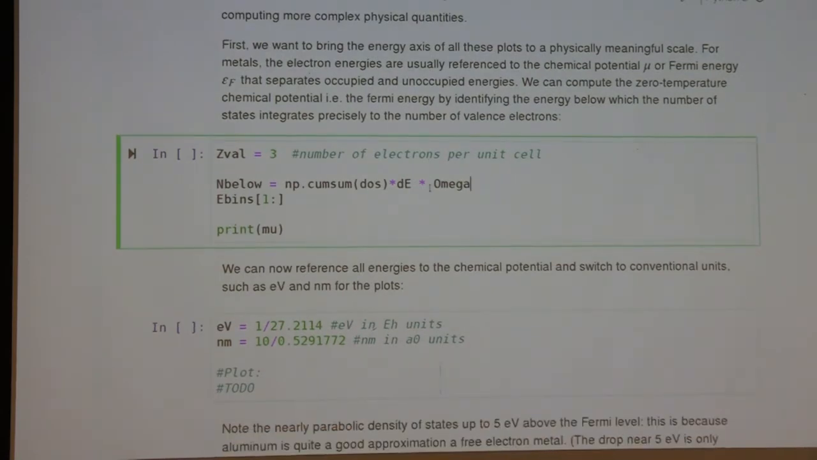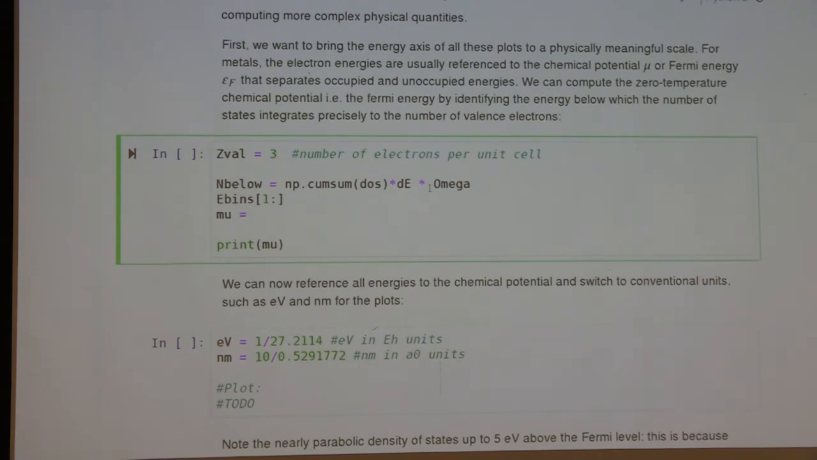Okay, so how do I do that? I want to calculate the chemical potential or the Fermi energy of electrons, inverting this. So I want to calculate the energy at which n below will be equal to z val. So I have two lists of numbers, energies and the corresponding number of electrons below that energy. And I want to find what value of energy will give me exactly Z, the valence charge of 3.